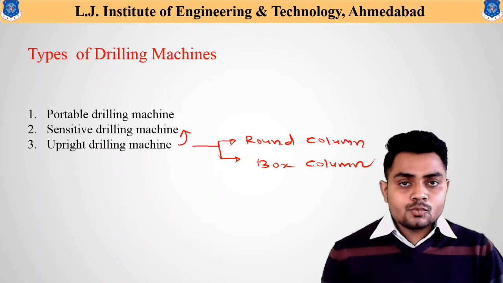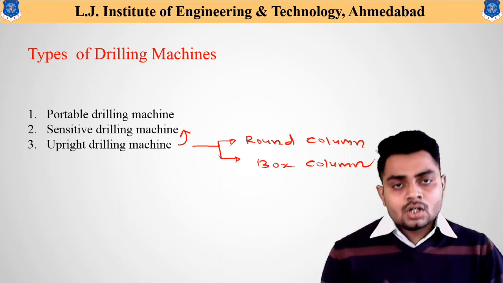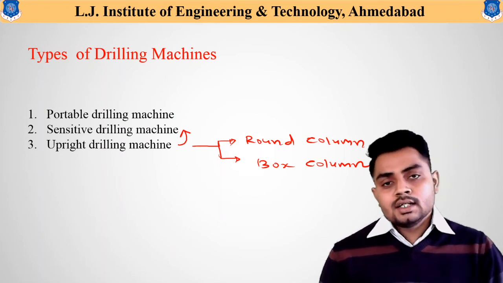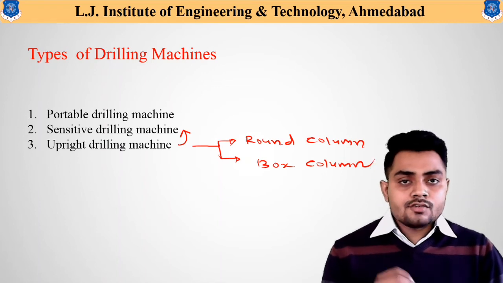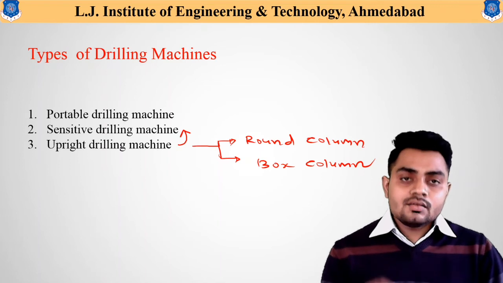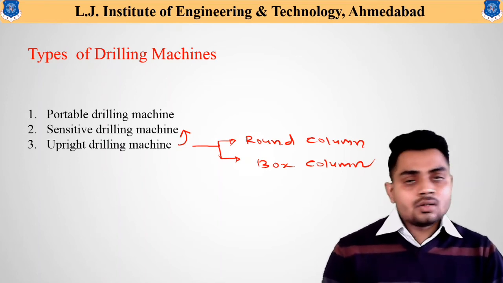So for that movement, one column is provided, whether the shape of the column is round, or the shape of the column is box type or a rectangular type. Based on that, these upright drilling machines are divided. And there are varieties of use of these round and box type column machines, which we are going to discuss in our detailed topics.